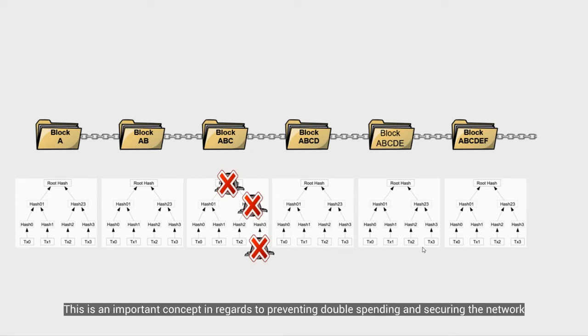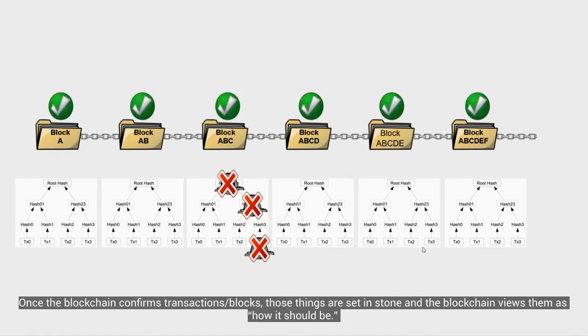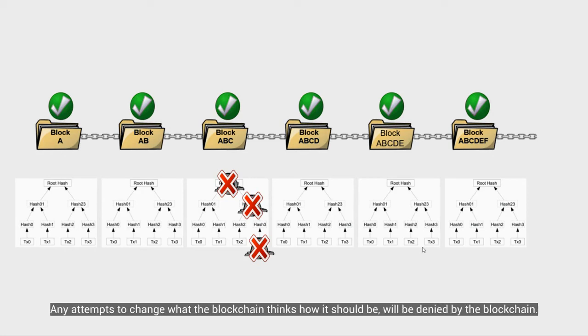This is an important concept in regards to preventing double spending and securing the Bitcoin network. Once the blockchain confirms transactions and confirms the blocks, those things are set in stone, and the blockchain views them as how it should be. So any attempt to change anything gets denied and essentially discarded.